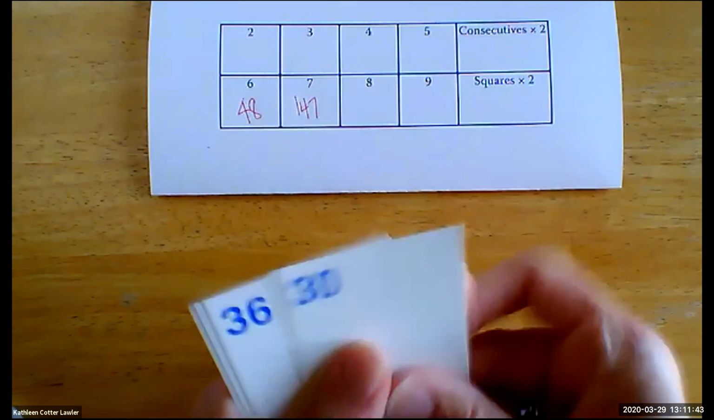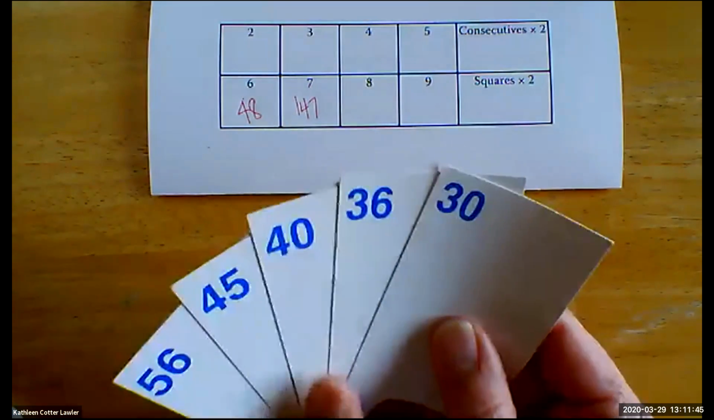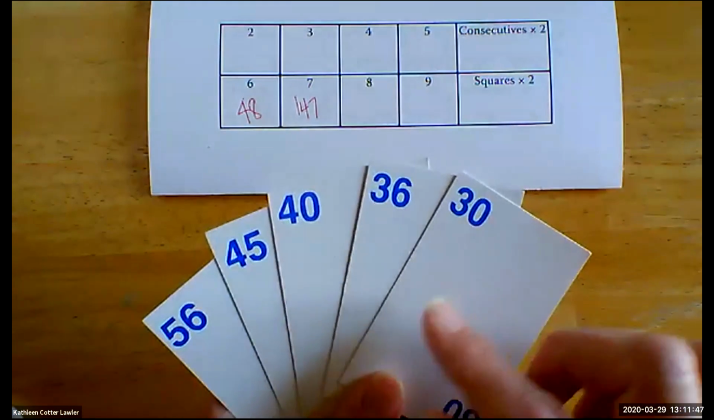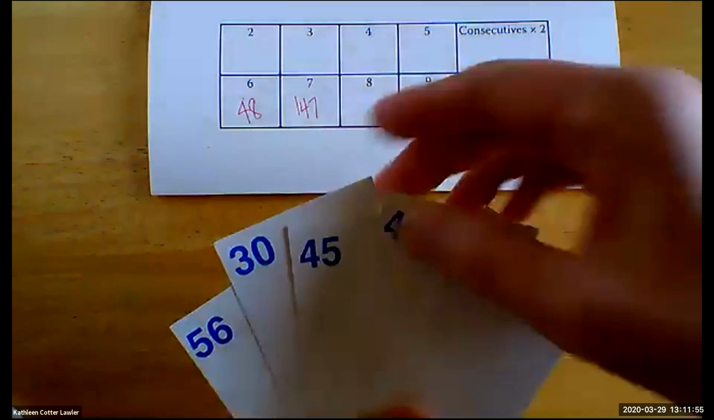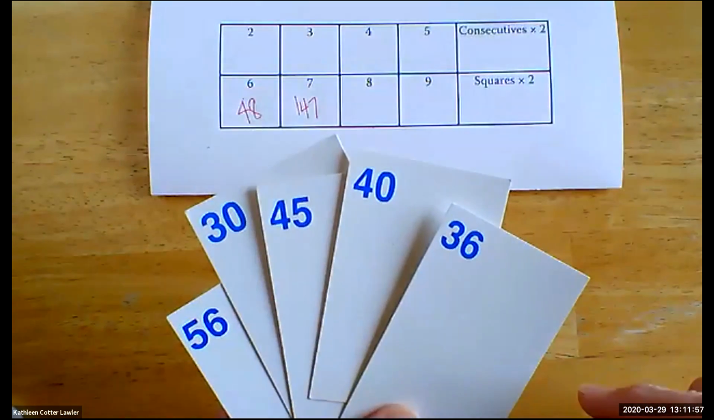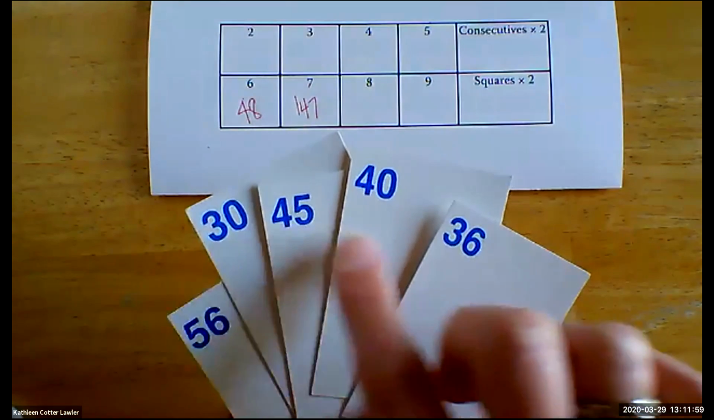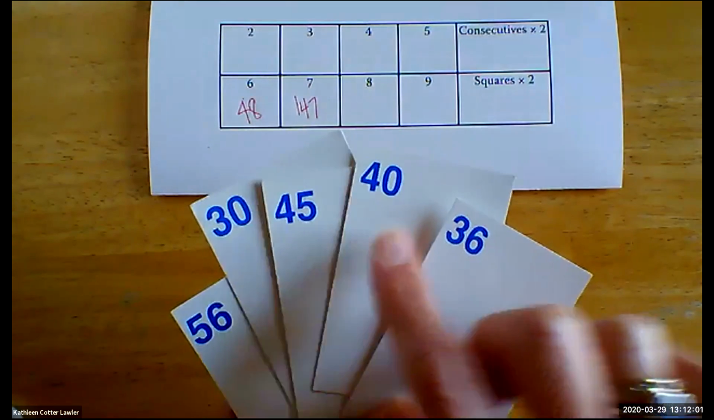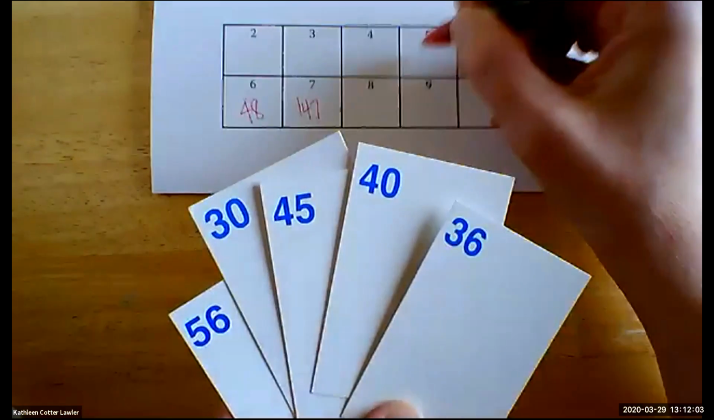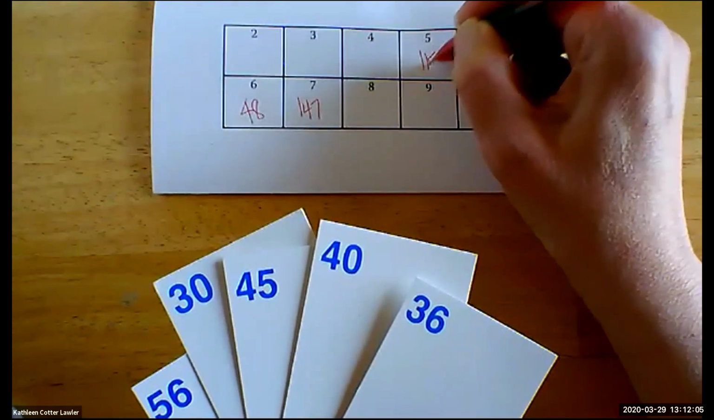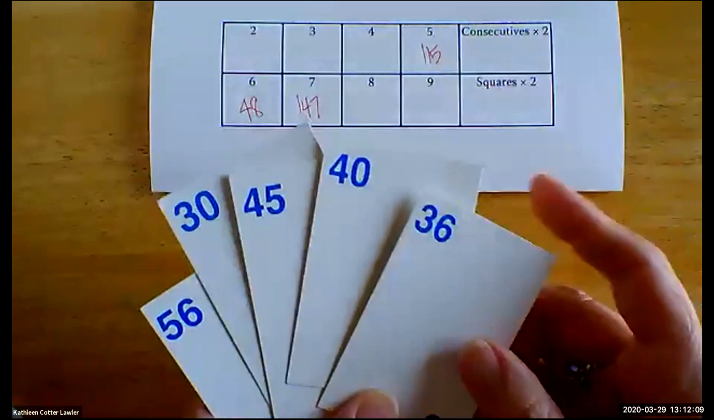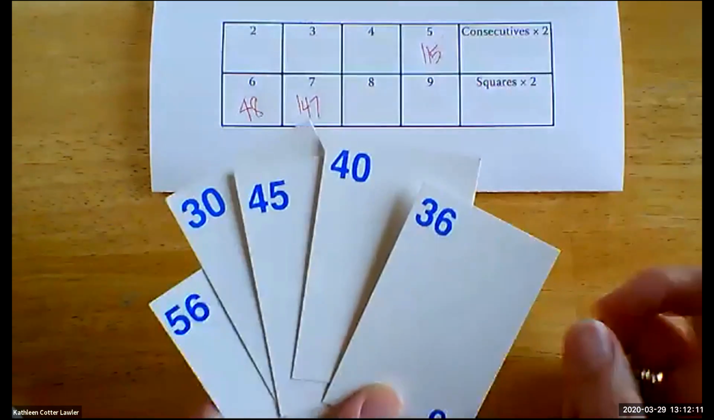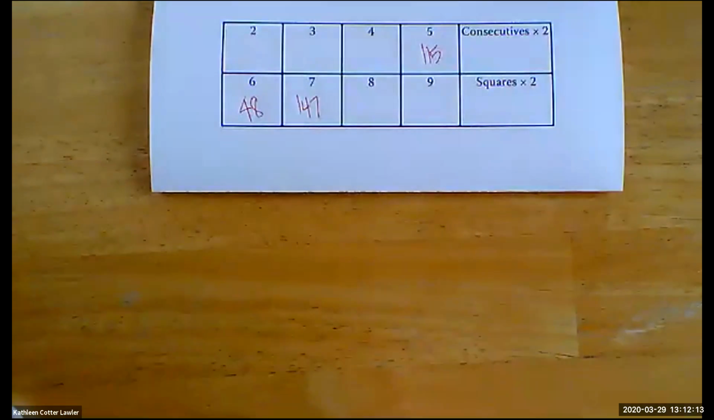Next group, here's 5. Oh, right off the bat, I can see I've got some 5s here. I'm just going to go with that right away. Add them up. 115, so 5s. Once you have a spot filled in, you can't use it again. So I can never use the 5s again.